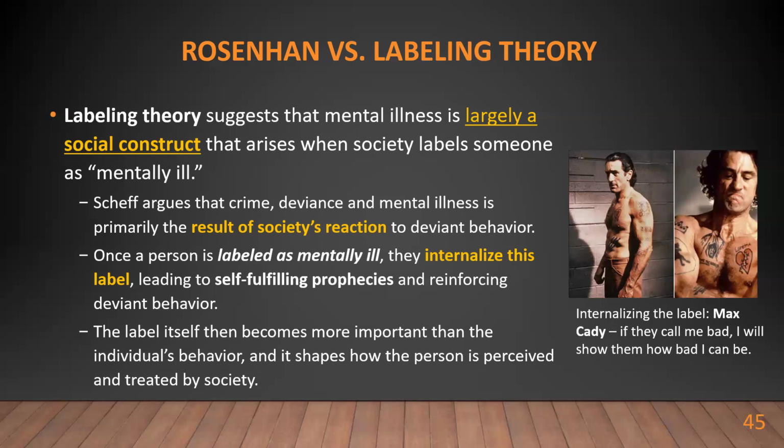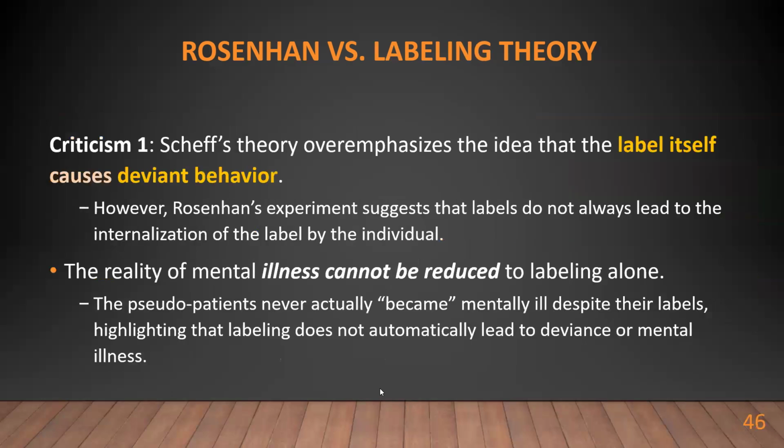So once a person is labeled mentally ill, they internalize this label, they accept it. They say, okay, I'm going to be the criminal, I'm going to be the crazy person you call me to be, and I'm going to go to the full extent in that. I'm going to see how far I can take this role. So the label itself then becomes more important than the individual's behavior, and it shapes how the person is perceived and treated by society. Okay, if you get this, then let's see what criticisms show us.